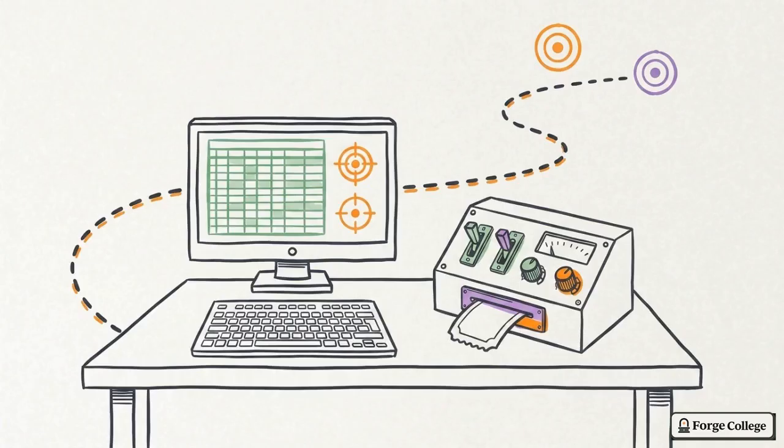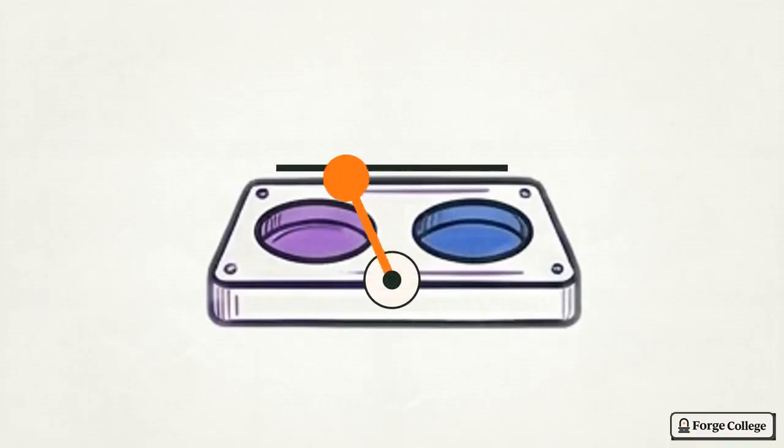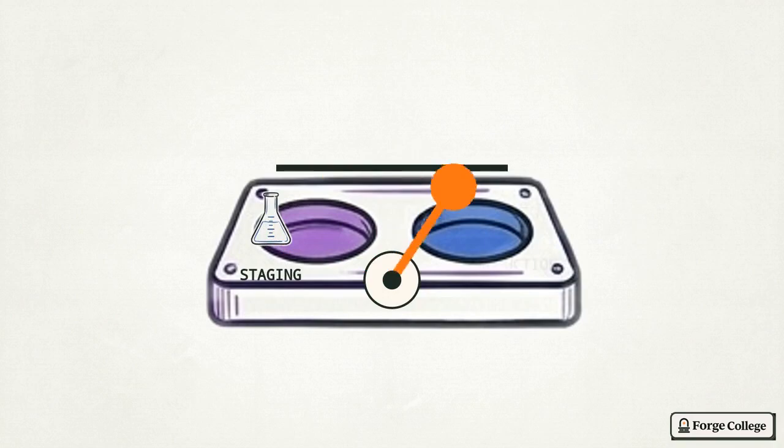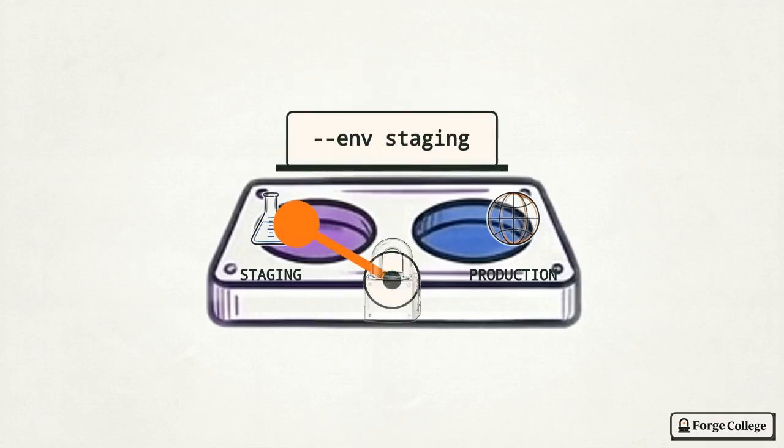The first zone of any strong deployment script is mission control. Before any code goes anywhere, the script has to know its destination. Let's look at this control panel. We have a switch choosing between staging for testing and production for the live network. By typing a command like --env staging, you mechanically lock the path to target the testing network.